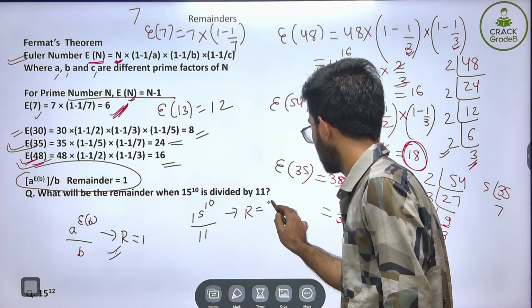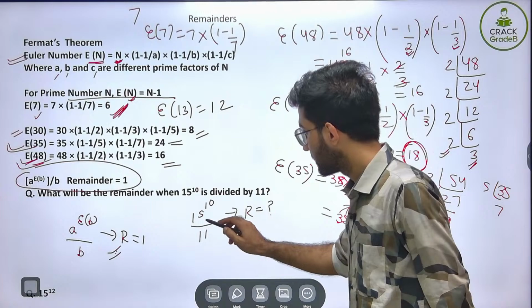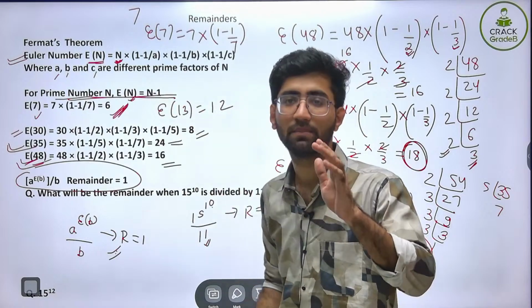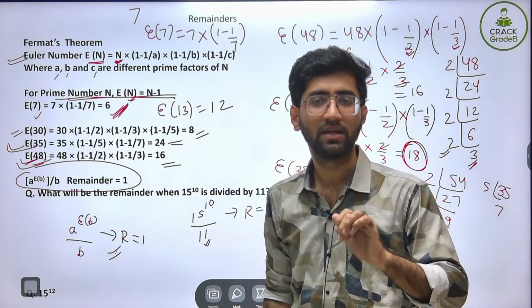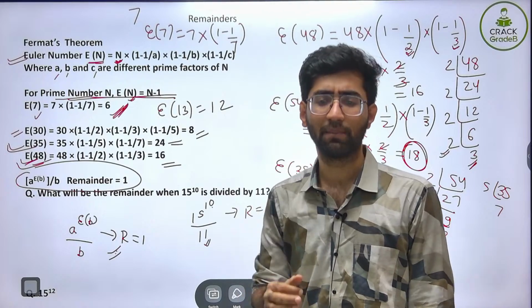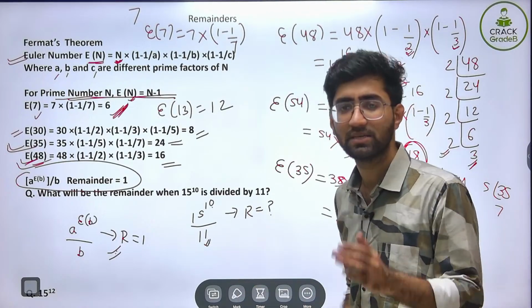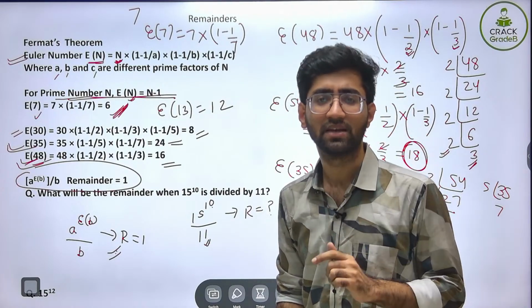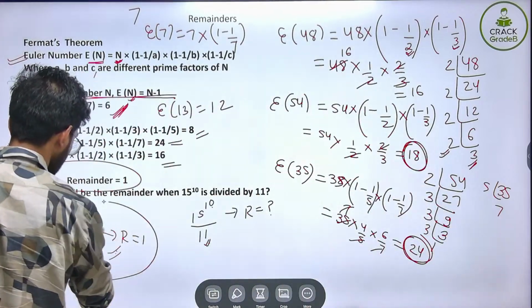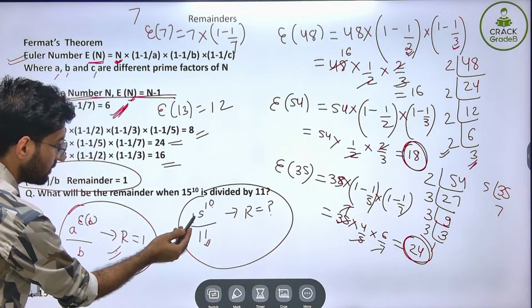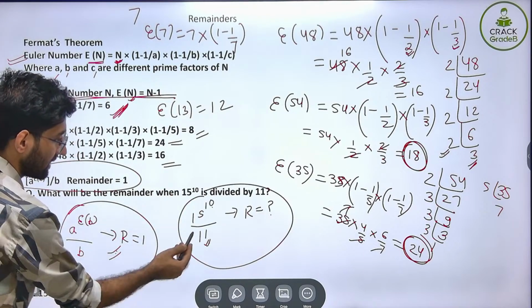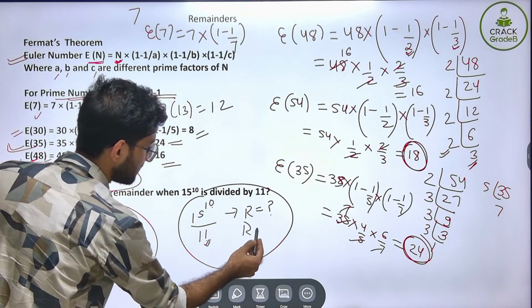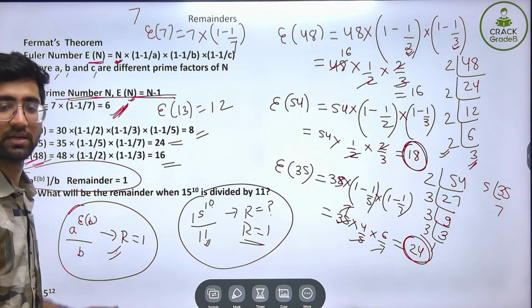You have to answer what will be the remainder. Now notice, the Euler number of 11 is 10. We have found that for any prime number, the Euler number is just one less than that prime number. What does it mean? 11 is a prime number, so the Euler number of 11 is 10. Now let us relate Fermat's theorem with this question. You are dividing 15 to the power 10 by 11, and this 10 is the Euler number of 11. So what will be the remainder? The remainder will be equal to 1.